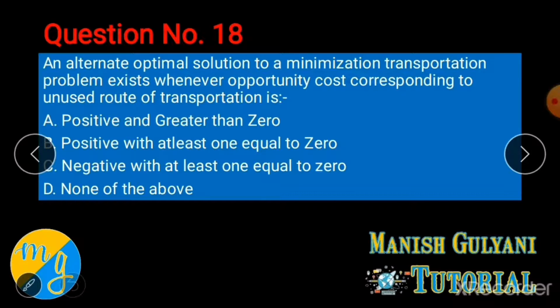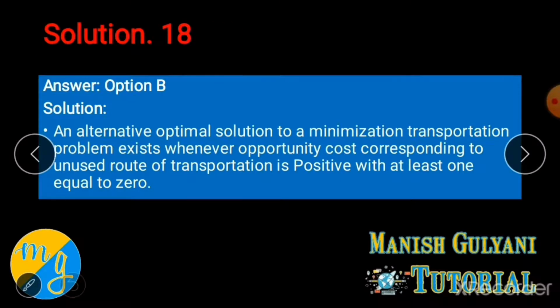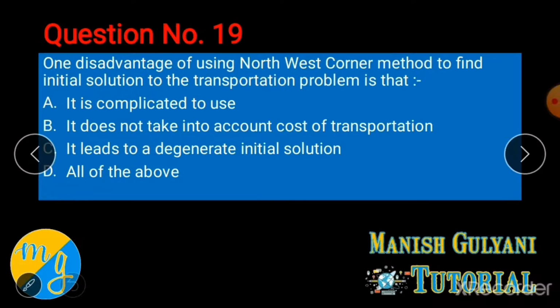So multiple optimal solution means alternate optimal solution. When values come equal to 0, that is positive with at least one equal to 0. So option B is your correct option. When your values come equal to 0, that's a case of multiple optimal solution. So the answer is option B. Clear? Next question is 19.